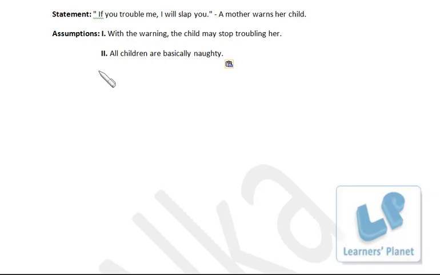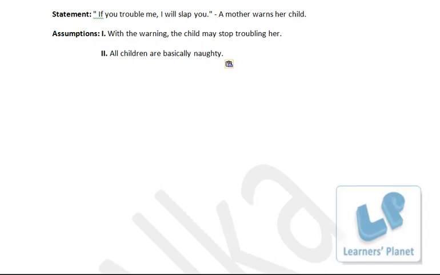The next one is, all children are basically naughty. See, the nature of children has nothing to do with this given statement. Nowhere in the statement is the nature of children mentioned. So this assumption is not at all acceptable, not required over here, or in simple words cannot be implied. So only assumption 1 is implied, because that is the only meaning of a warning. That is the sole reason of warning. So we have option 1, that is only assumption 1 is implicit.